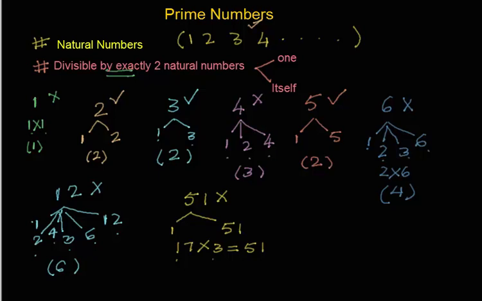By now you would have understood that if a number can be broken down into smaller numbers other than 1 or other than itself, then it is not a prime number. As you can see here, 4 can be broken down into 2 and 2. So it's not a prime number. Same thing with 6.